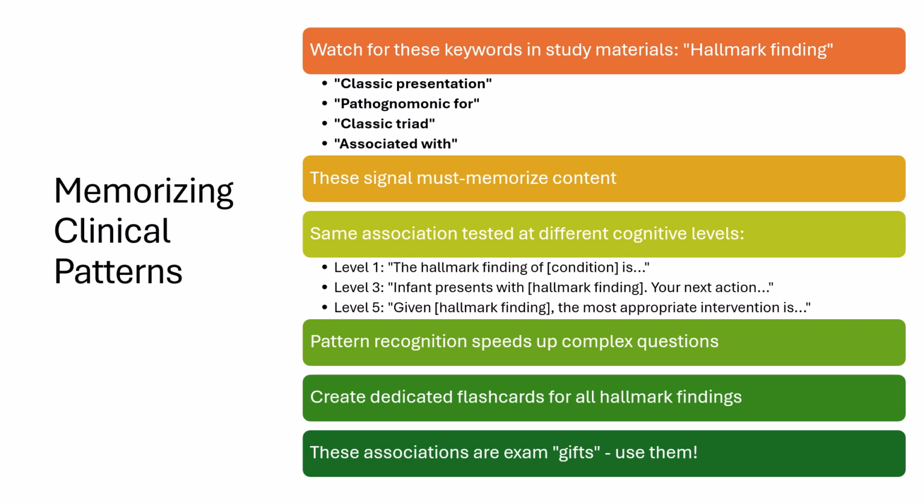Think of these patterns as gifts from the exam writers. When they include a hallmark finding in a question, they're giving you a shortcut to identify what condition you're dealing with. But you can only unwrap that gift if you've done the memorization work up front. Once you recognize the pattern, you can quickly move to the real cognitive work the question is asking for, whether that's applying a treatment protocol, analyzing additional findings, or evaluating management options.